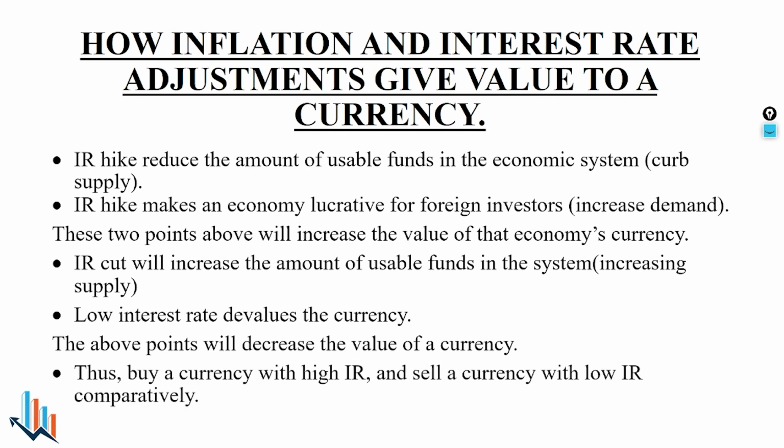In a nutshell, putting all these things together, you have to buy a currency with high interest rates and sell a currency with comparatively low interest rates. As forex is traded in pairs, you have to look for a currency with high interest rates against a currency with lower interest rates. With this pair, we buy the currency with high interest rates against the currency with low interest rates. This is not the only thing that we depend on in calculating the strength or weakness of a currency.